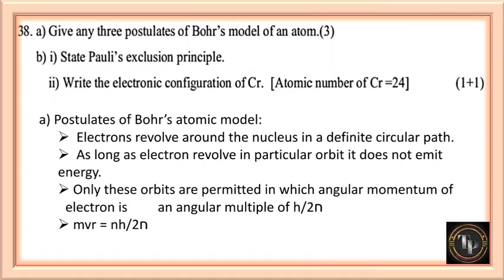Angular momentum, mvr, is equal to nh divided by 2 pi. So these are the postulates of Bohr's atomic model. Already you studied this in structure of atom. If you have not seen the video, the link is given in the description. Please go through that. Second, B, Pauli's exclusion principle.